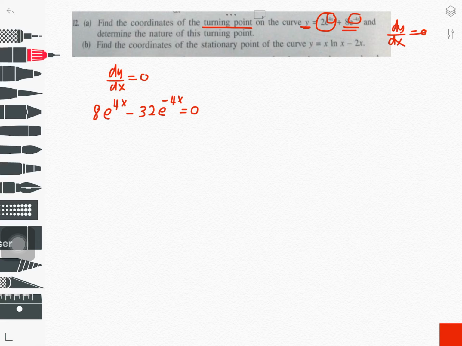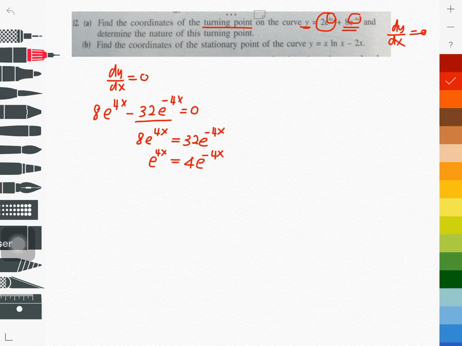Now I have to find the coordinate. So I have to try to solve this. What looks ugly here? This part here. So I'm going to move it over that side. Okay, so far everything looks good. What looks ugly? The second line? The 8 and 32. Let's simplify further. 8e^(4x) = 32e^(-4x). This is very simple.